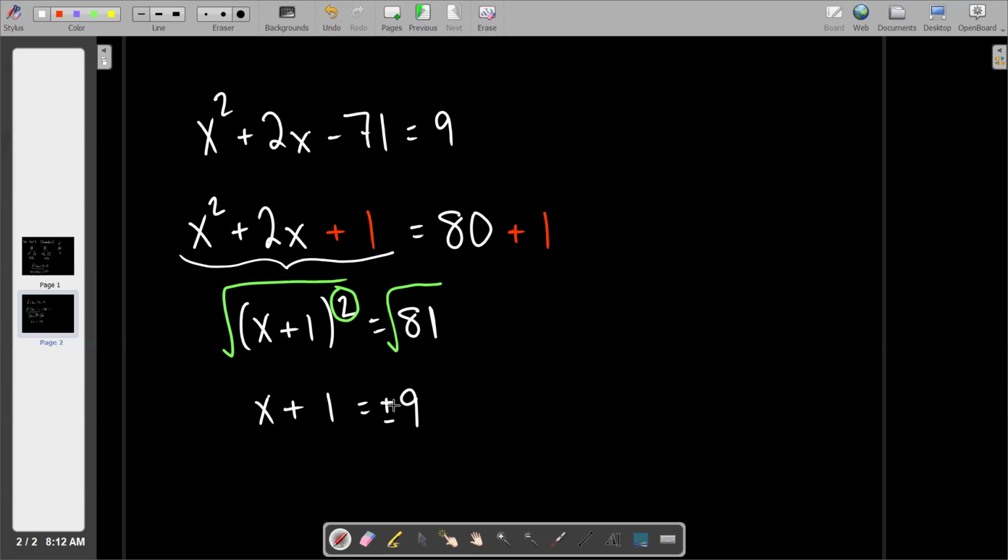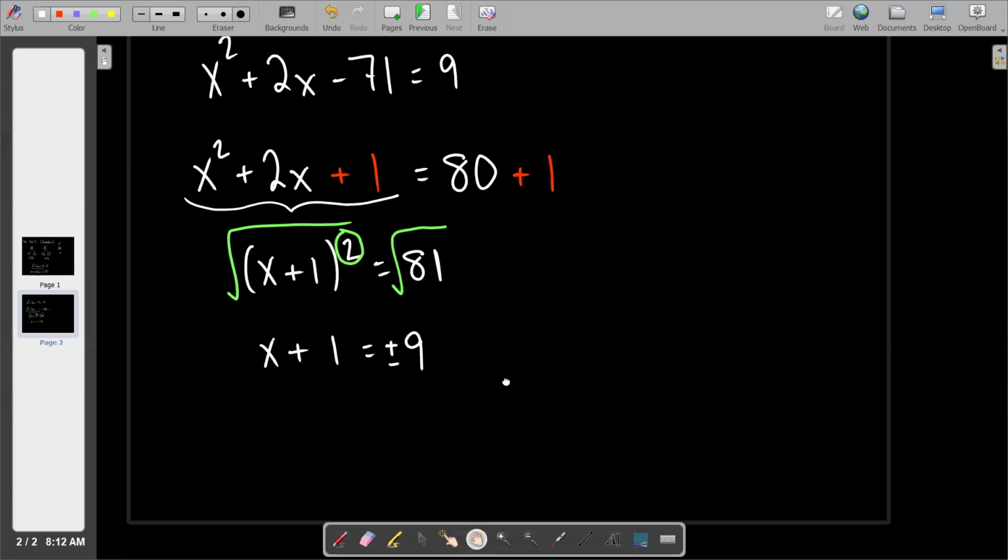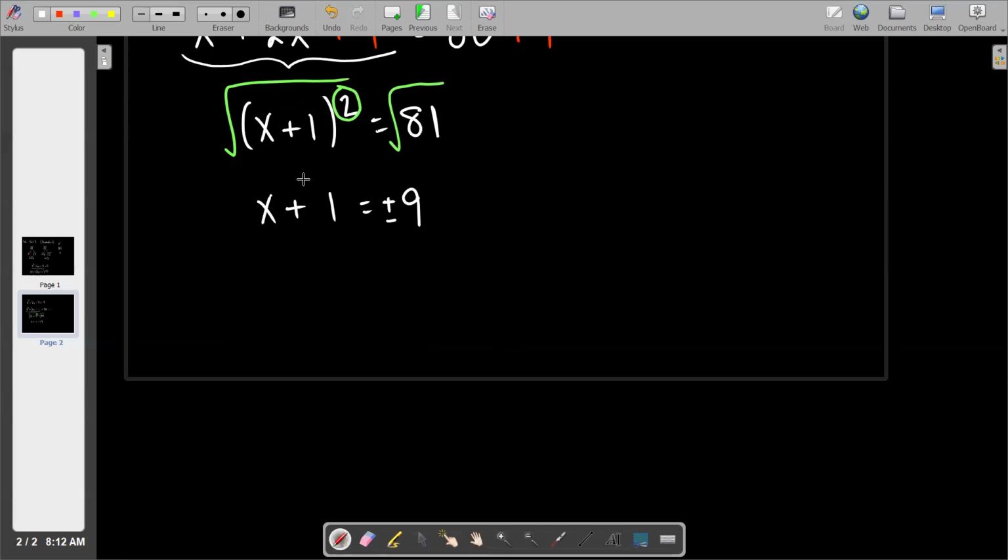So now all that we're left with is to move the 1 to the other side. So we're going to move the 1 to the other side, and we're going to have x equals -1 plus or minus 9.